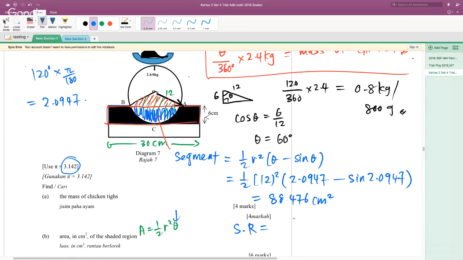And then I want to get the shaded region. For the shaded region, I will just use the rectangle, which is 30 multiplied by 6, minus 88.476. So I will say 180 minus the answer. I got my final answer: 91.52 centimeters square.